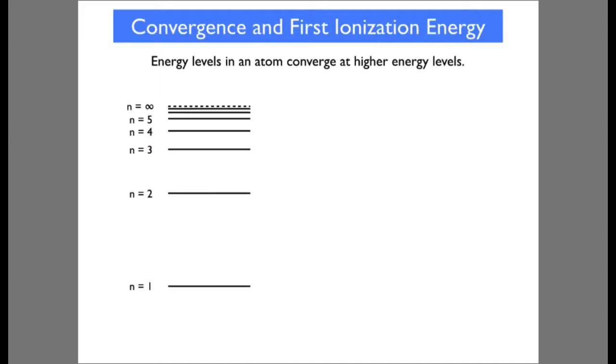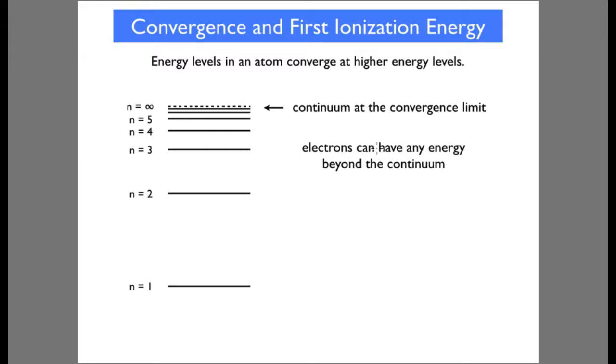Energy levels in an atom converge at the high levels. You can see them getting closer together as they get higher. A continuum occurs at the convergence limit up here, drawn as a dotted line. Electrons can have any energy beyond this continuum.